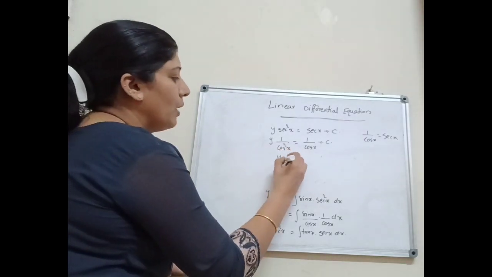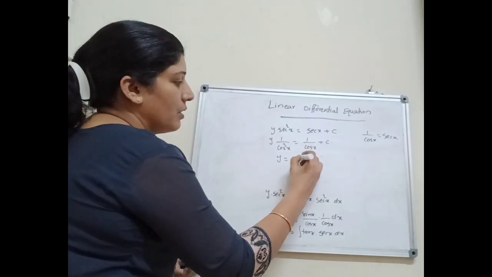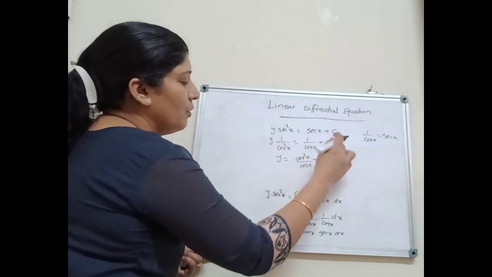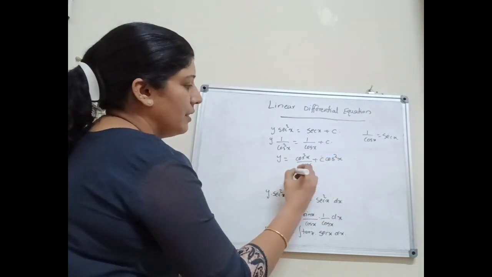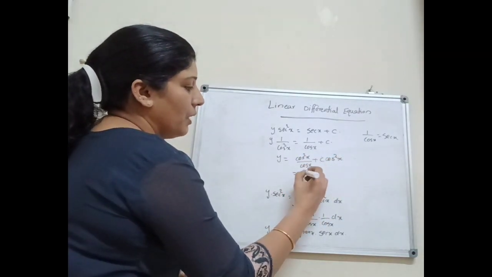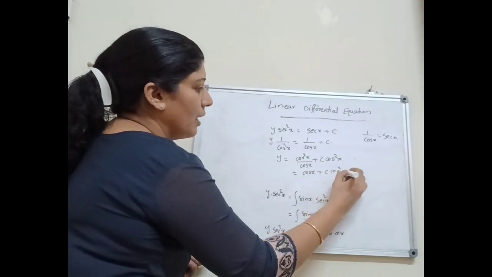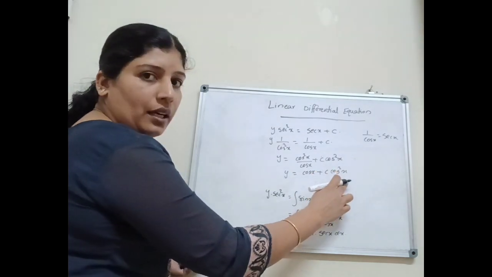Therefore, y equal to what? Here, cos square x by cos x, that is cos x, plus c into cos square x, that is equal to cos square x by cos x, that is cos x, plus c cos square x. y equals cos x plus c cos square x.